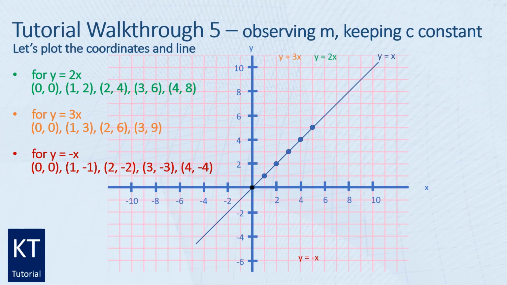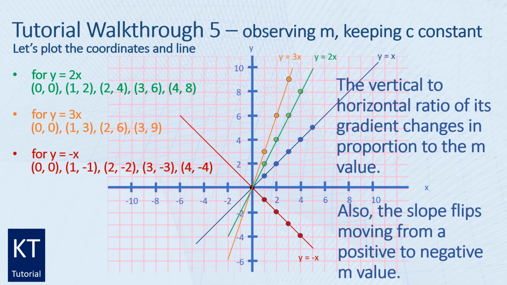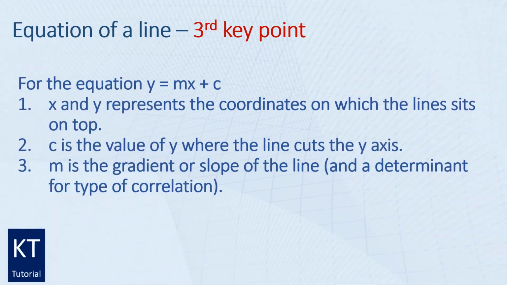For our fifth tutorial walkthrough, let's plot the coordinates and line for y equals 2x, for y equals 3x, and for y equals minus x. Do you see a pattern between the line gradient and m? We should note that the vertical to horizontal ratio of its gradient changes in proportion to the m value. Also, the slope flips, moving from a positive to negative m value. Hence, our third key point for the equation y equals mx plus c, with m being the gradient or slope of the line and a determinant for the type of correlation.